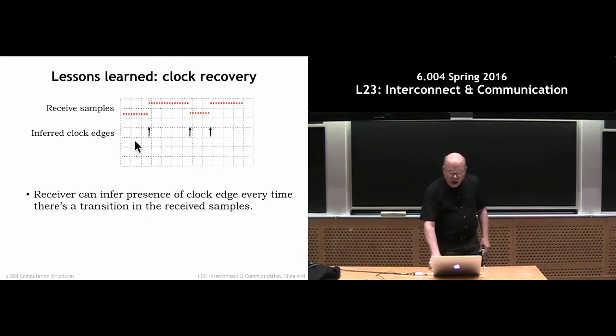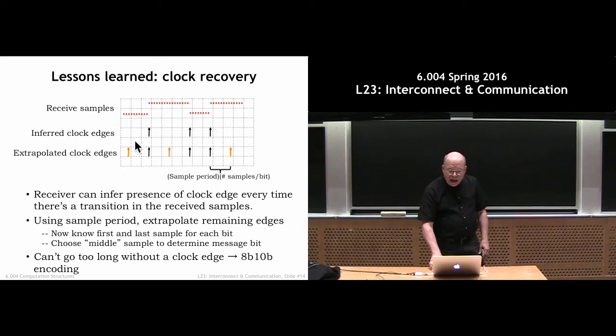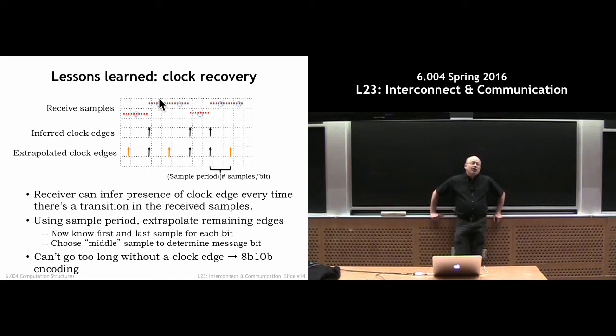And then using the clock frequency, I can infer all the other clock edges, and then I can carefully sample reliably in the middle of each of the transmitted cells. So the notion of clock recovery based on transitions of the signal is how pretty much everything works. What happens if I send all zeros?